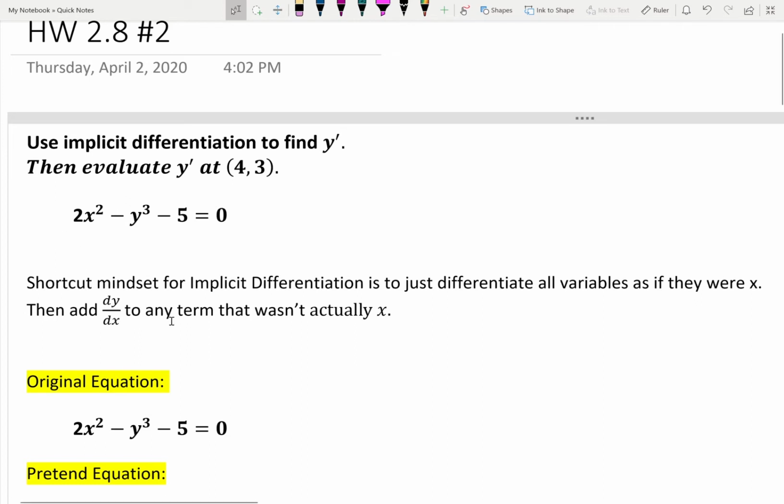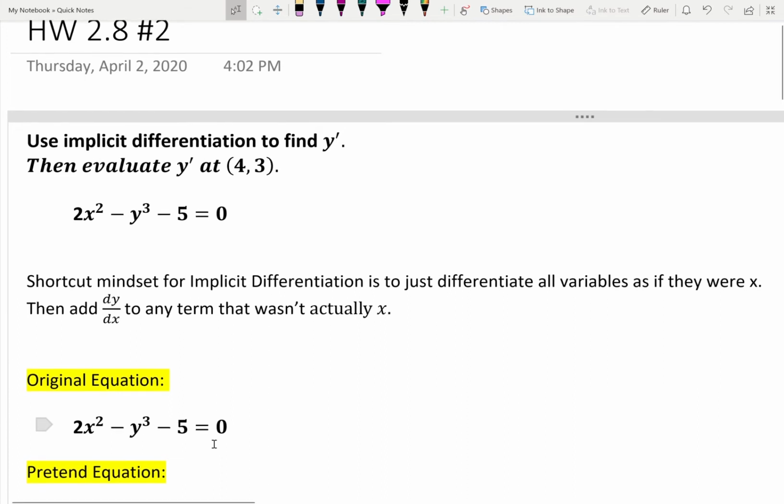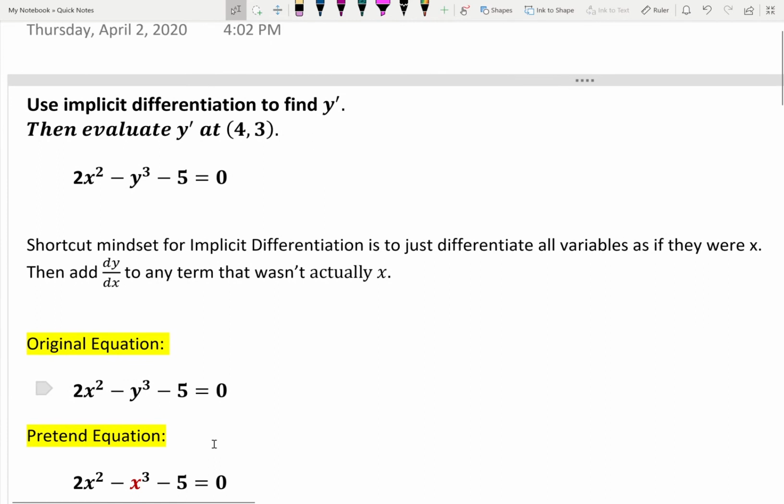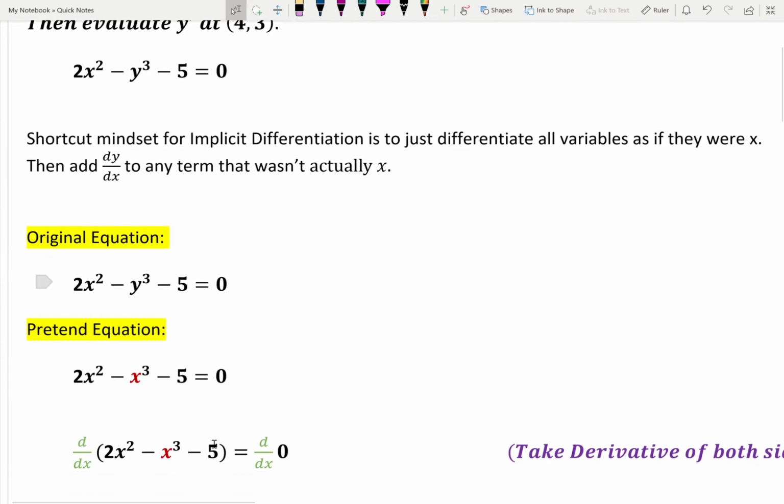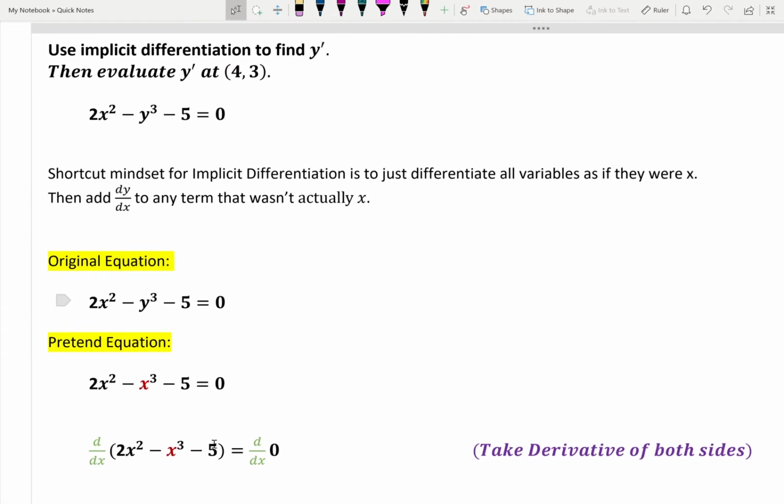So I'm going to explain what I mean. Here's our original equation: 2x squared minus y cubed minus 5 equals 0. In the next step, I'm going to pretend that all my variables are just x, so I'm going to turn this y into an x. I'm going to keep it highlighted red so we know that was originally our y term. Now I'm going to take the derivative of both sides.